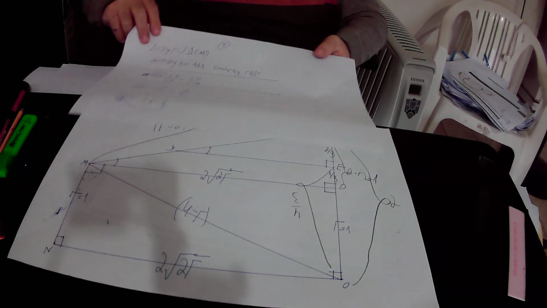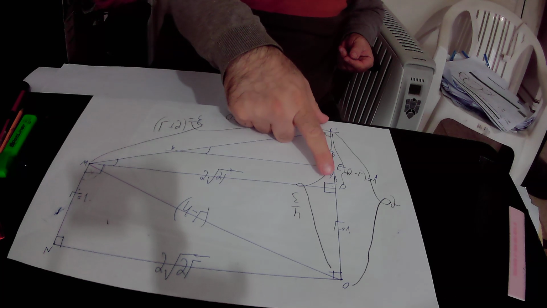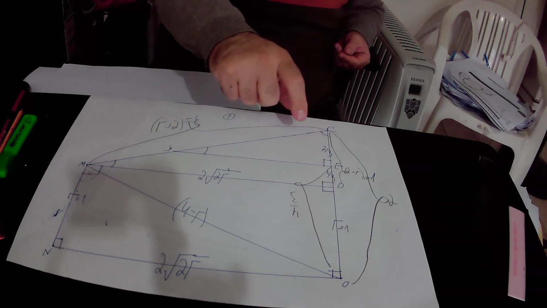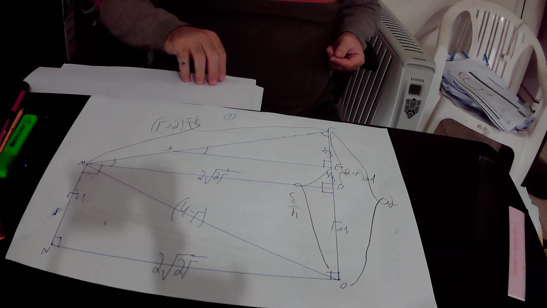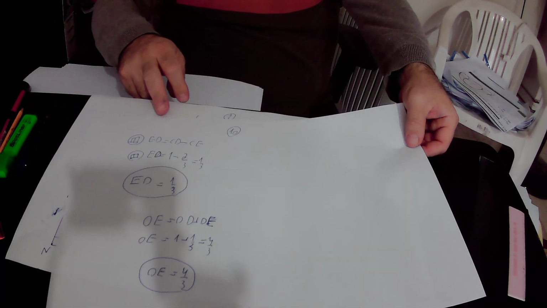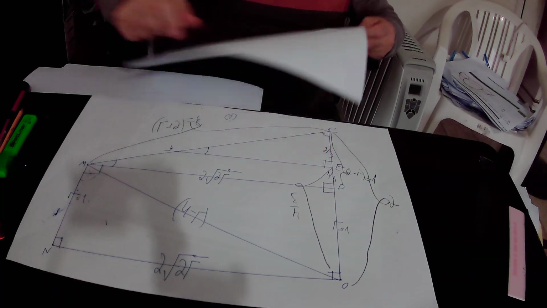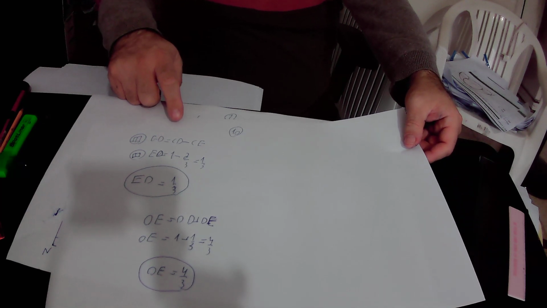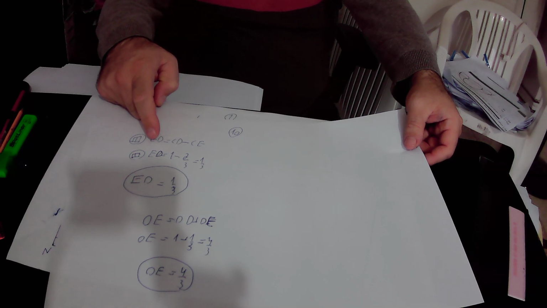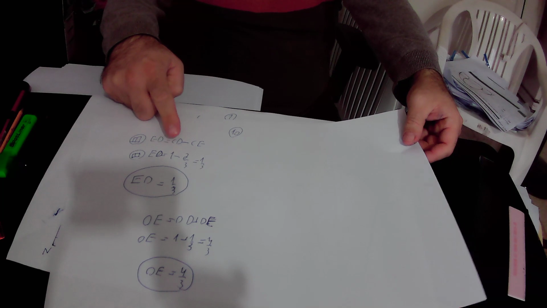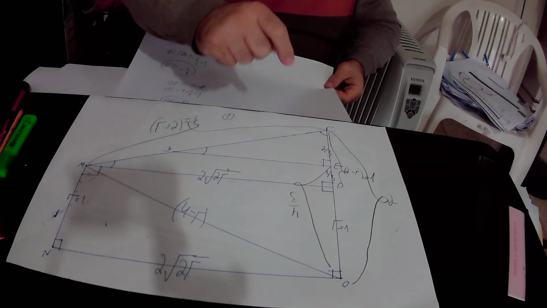So CE equals 2/3, and CD equals 1, so DE will be equal to CD minus CE. Again, ED will be equal to CD minus CE. But we have already found out that CD equals 1 and CE equals 2/3. Therefore, ED equals 1 minus 2/3, that is to say ED equals 1/3. ED equals 1/3, CE equals 2/3, CD equals 1.